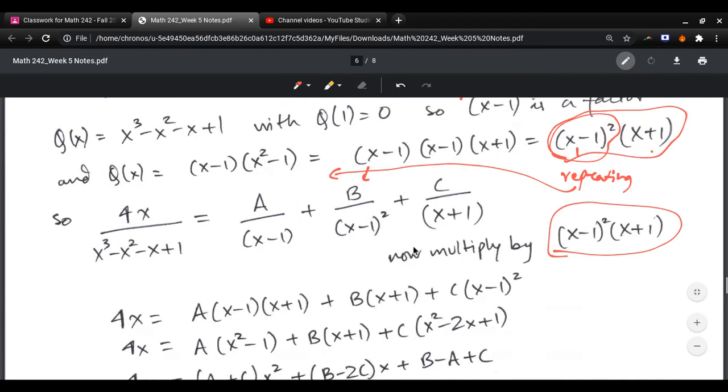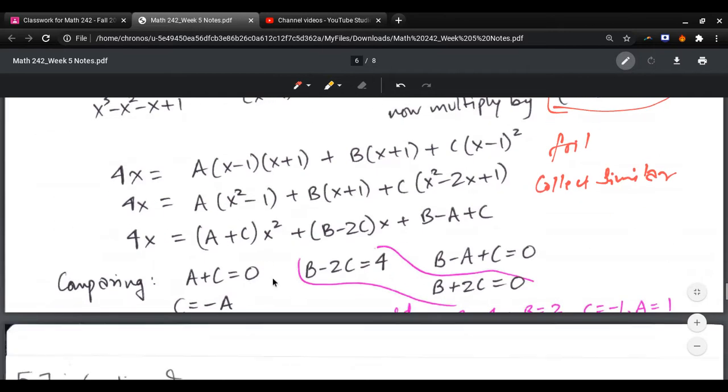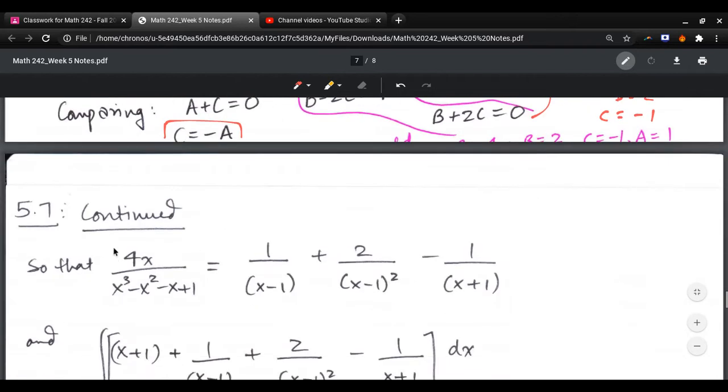We multiply by the common denominator, both sides, end up with 4x, collect the terms. So here FOIL, and then you collect the similar ones. And you end up with getting an equation. So a plus c equals 0, giving you c is negative a. B minus 2c is 4. B minus a plus c, so b plus 2c is 0. Add these up, and you get 2b equals 4, giving you b is 2, and c is negative 1. So this is the decomposition, where that's a, that's b, and that's c.